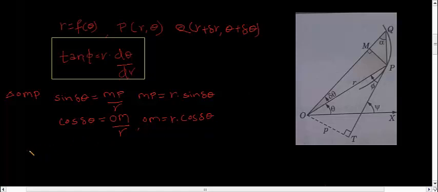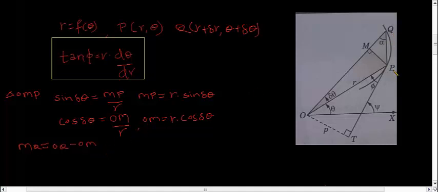What is MQ equal to? This is MQ. We have dropped a perpendicular from this point P where we have drawn the tangent to this curve, from this point on to this line OQ, this PM. What is MQ equal to? We can write MQ as OQ minus OM. Now what is OQ equal to?